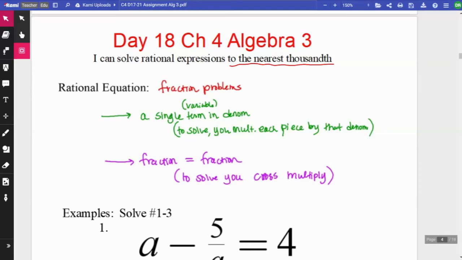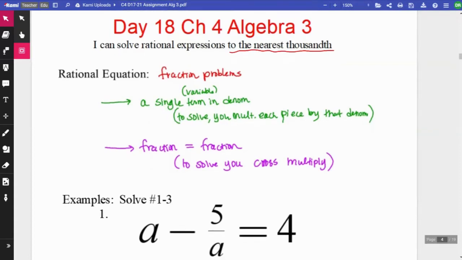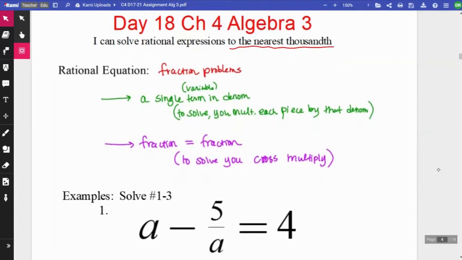Hello, this is day 18, chapter 4, and this is unit 3 for us. And this is rational equations. So specifically, how to solve an equation that has fractions in it, but mainly fractions that involve the variable being in the denominator. And so there's kind of two types we'll see.